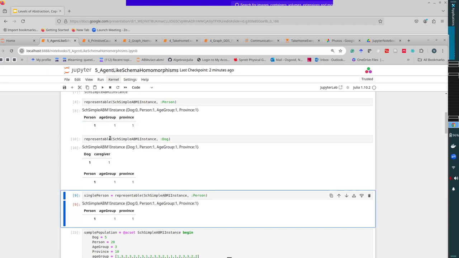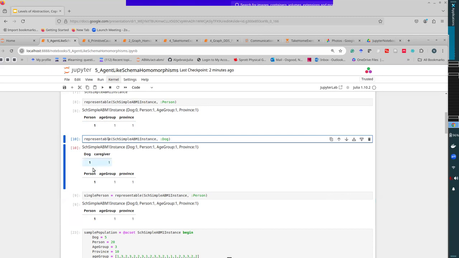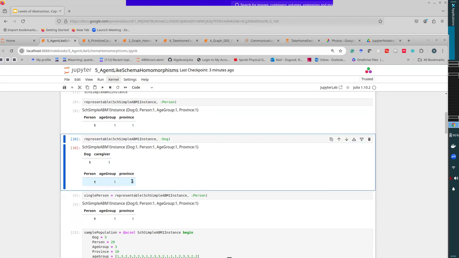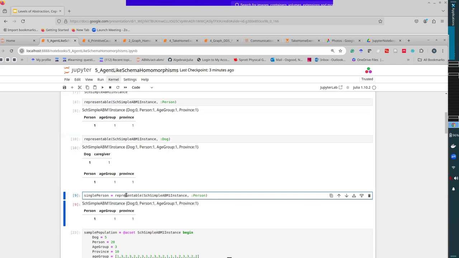We don't know which age group it is. It's not that it's province one. No. It just means they have a specific province, not multiple ones. And they have a particular age group. The dog is going to have a caregiver, and that caregiver needs to themselves have a particular age group and province. But this one is not going to represent province one. It's just saying a province, okay? We're going to come back to this.